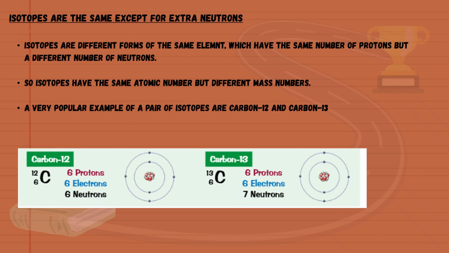Isotopes are the same except for extra neutrons. Isotopes are different forms of the same element, which have the same number of protons but a different number of neutrons. So, isotopes have the same atomic number but different mass numbers. A very popular example of a pair of isotopes are carbon-12 and carbon-13, as you can see in the photos.